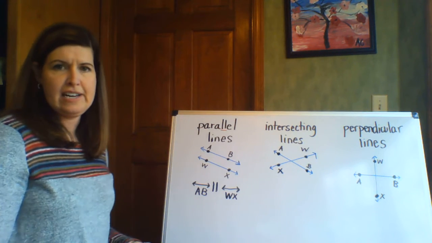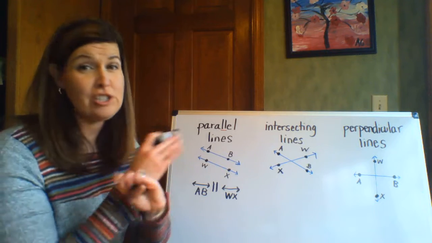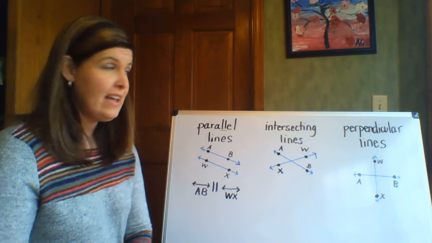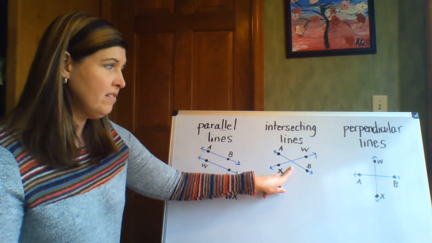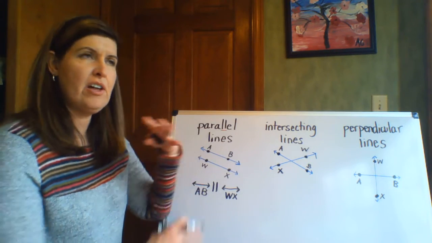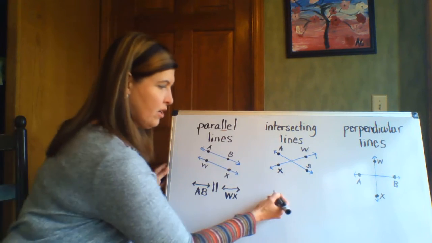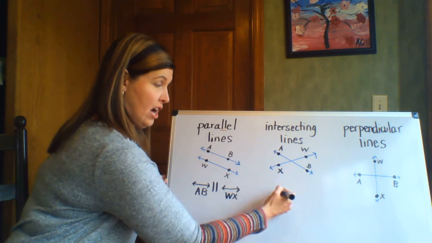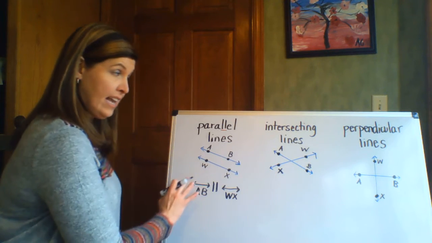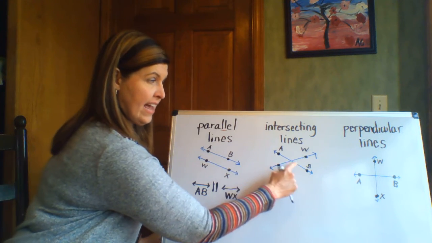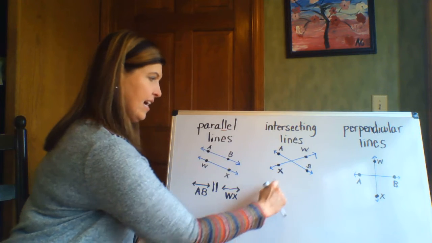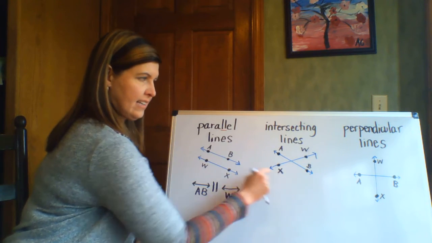Next are intersecting lines. Intersecting lines are just lines that cross each other. These I had crossed in the middle, but the definition is just lines that cross each other. And I have, again, the same lines that I used before, line AB and line WX.